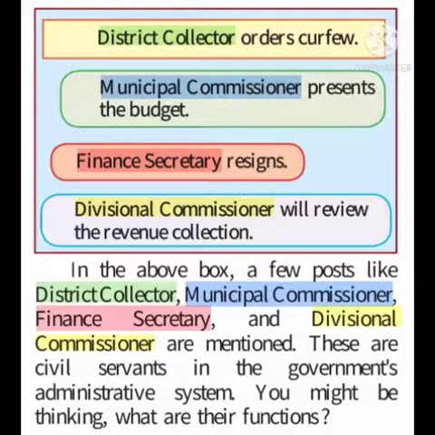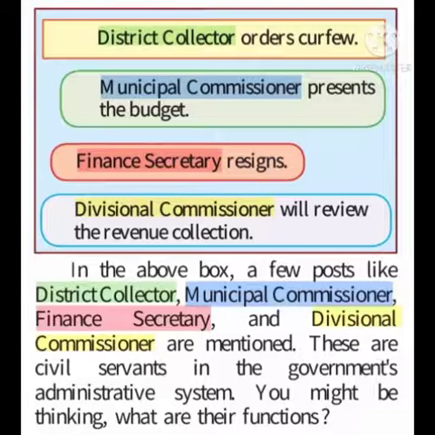Students, in this box, you can see a few posts like District Collector, Municipal Commissioner, Finance Secretary and Divisional Commissioner. Students, people working on these posts are known as civil servants. Civil means we citizens, and civil servants work for us. Civil servants are part of the bureaucracy. They work in the government's administrative department.